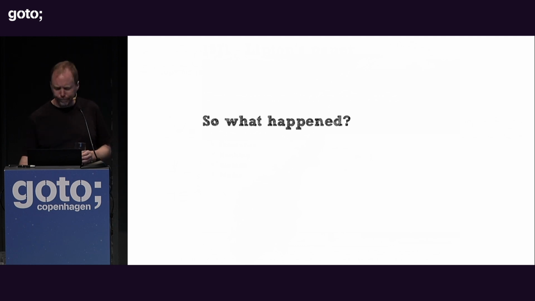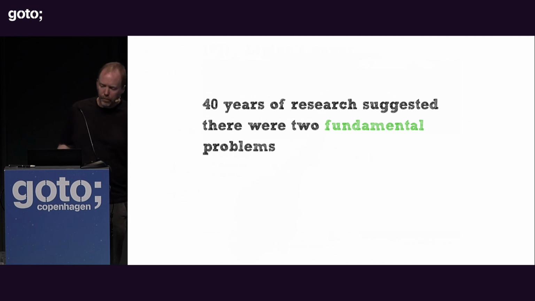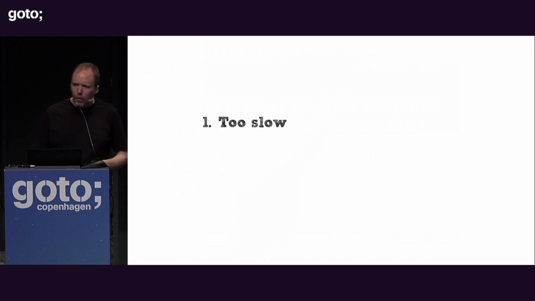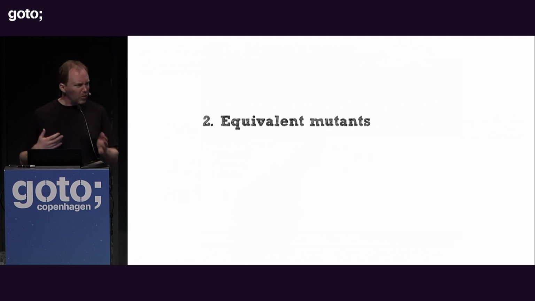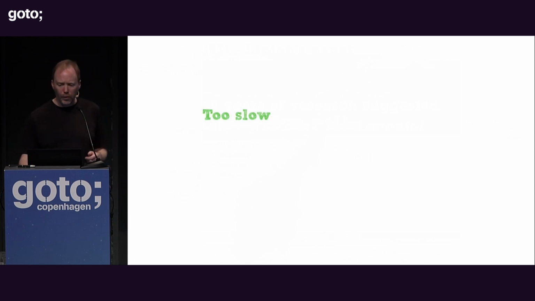So, what happened? We had 40 years of research, which suggested this wasn't going to work. There were two fundamental problems. Firstly, it was too slow, which we'll get to in a second. And secondly, that equivalent mutant problem I mentioned earlier. We'll get to that later on still. Let's look at too slow first.